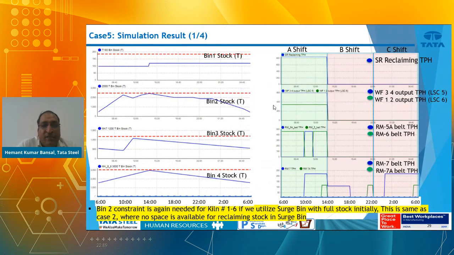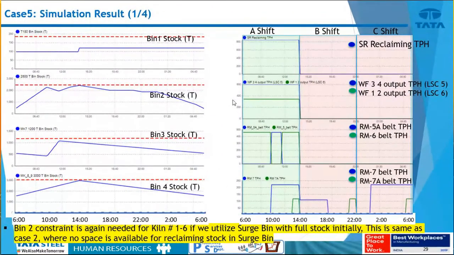So again, as initially the surge bin was full, we can't utilize the surge bin space in the A shift when we are reclaiming material. So again the bin 2 constraint will be applicable and it will be live. So it is the same as case 2, where no space is available for reclaiming stock in the surge bin.